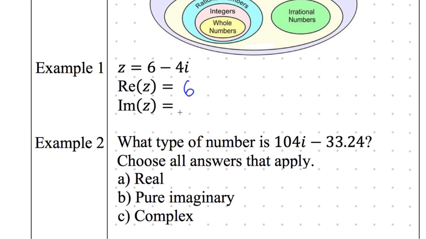What is the imaginary part here? Be careful. This might be tricky, James. Oh, you got it. Negative 4i. The negative is included with the imaginary part.